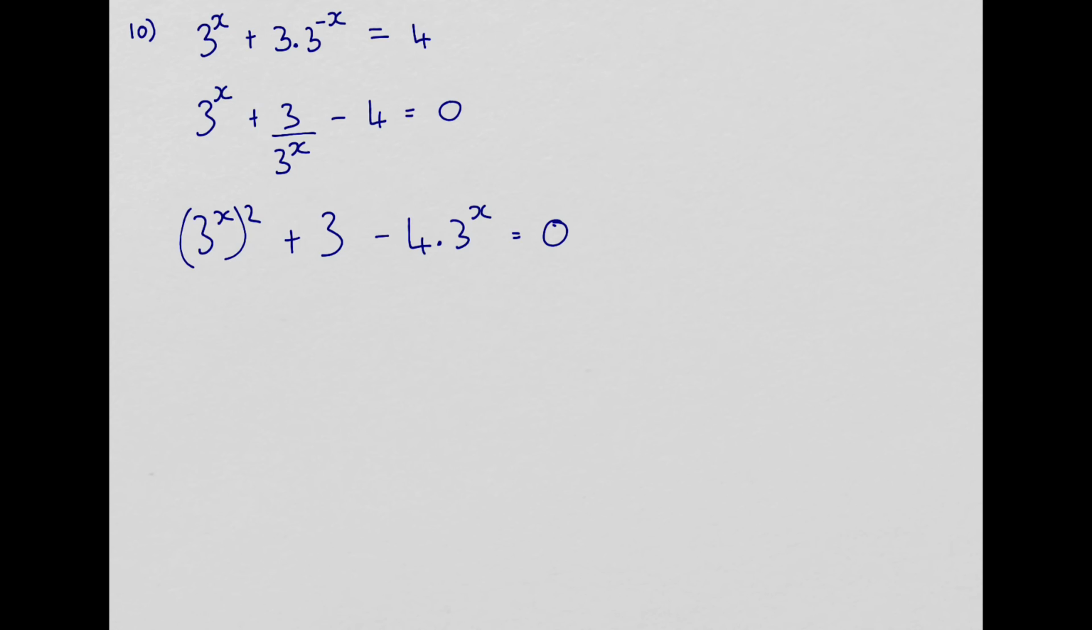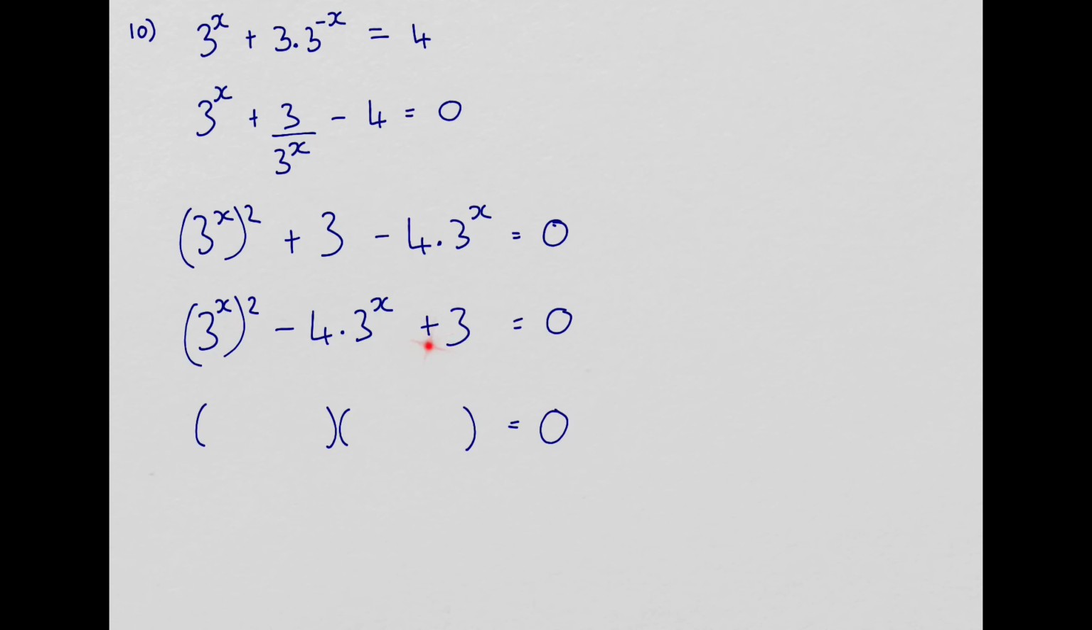Okay, so now before we factorize, we're just going to put it in standard form. So 3 to the x all squared minus 4 times 3 to the x plus 3 is equal to 0. Now we're going to have two brackets and we're going to factorize. This time the last term is positive. That means that both the signs in the brackets have to be the same. Either they're both plus or they're both minus. And this sign tells you what they're going to be: they're both going to be negative. So we have two negative brackets.